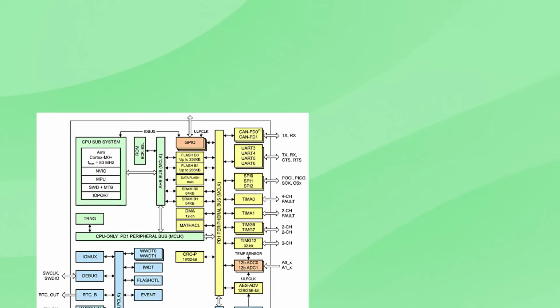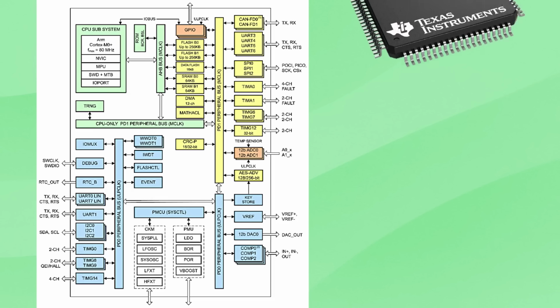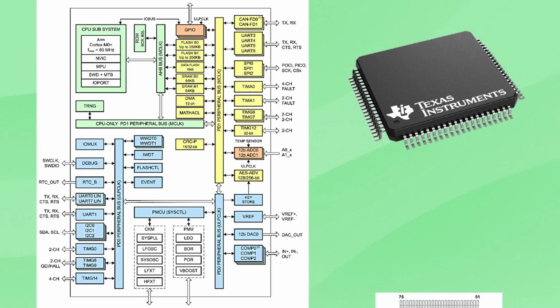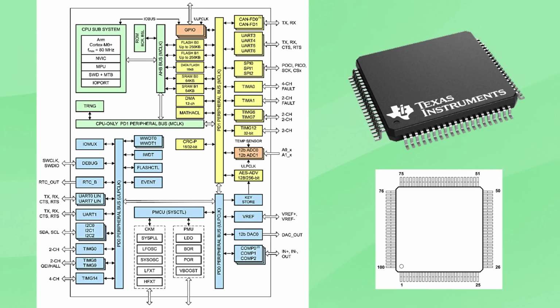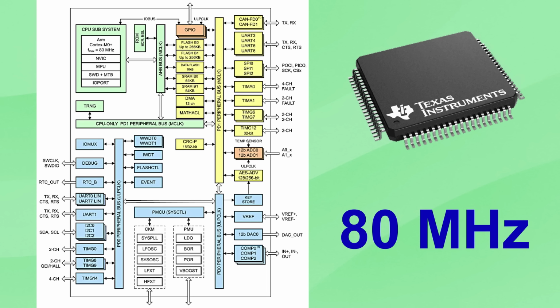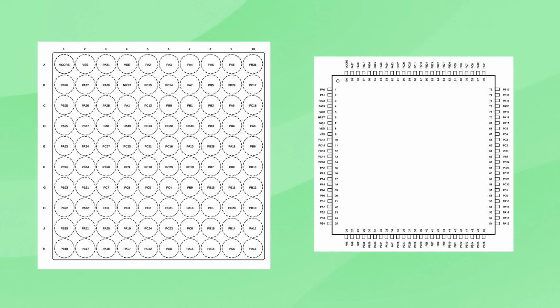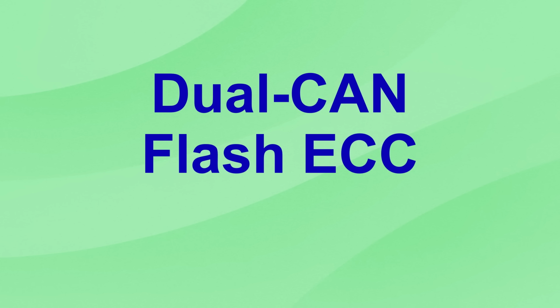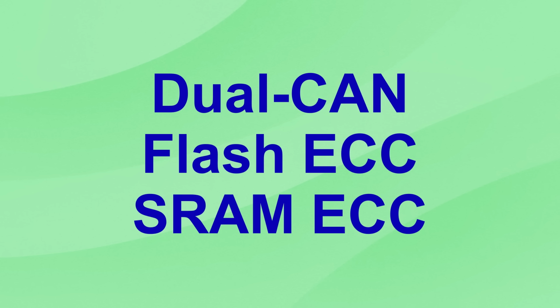The MSPM0G3519 is a 32-bit ARM Cortex-M0 plus CPU with dual bank flash and advanced security features, running at up to 80 MHz. The device can be used in a variety of applications, even with a 100-pin I/O expander, offering dual CAN interfaces, Flash ECC and SRAM ECC.